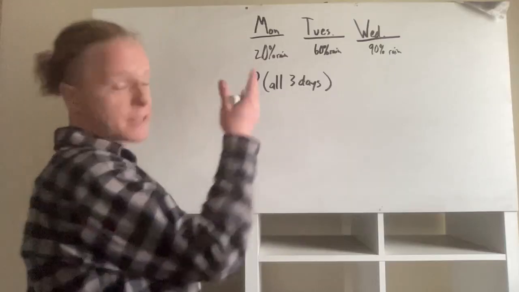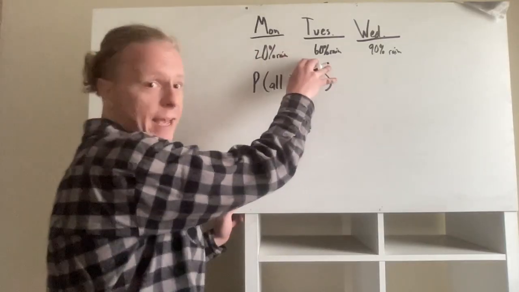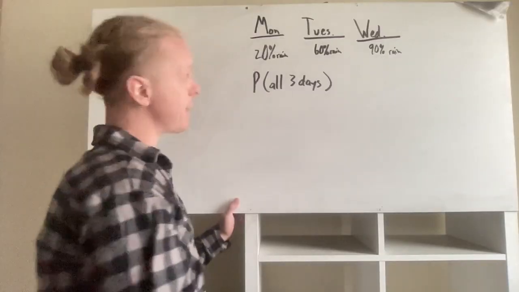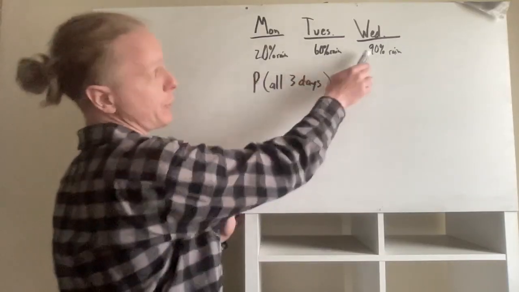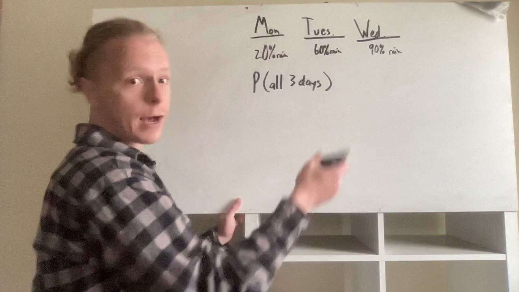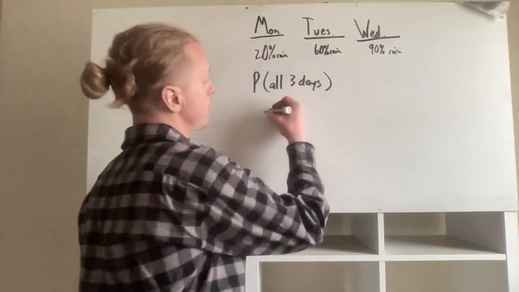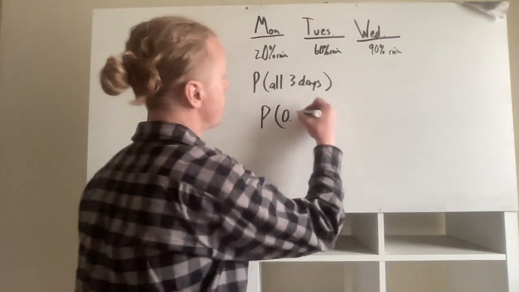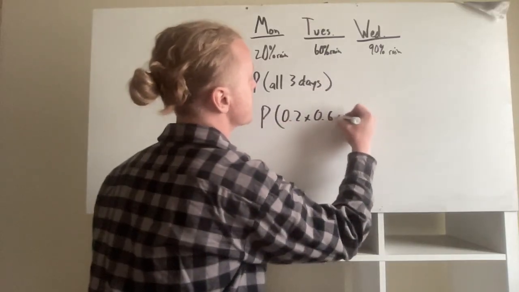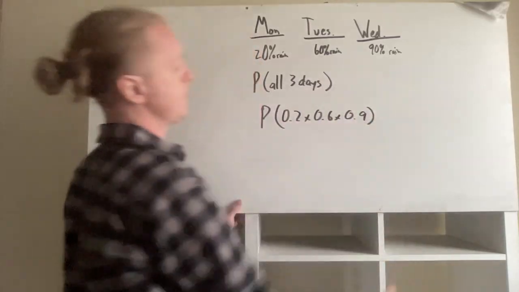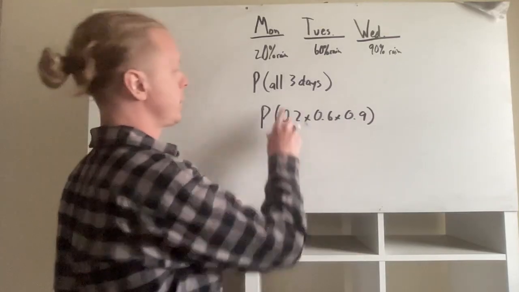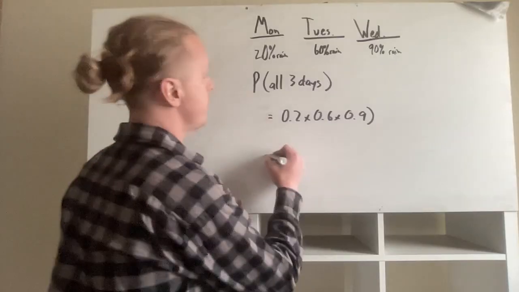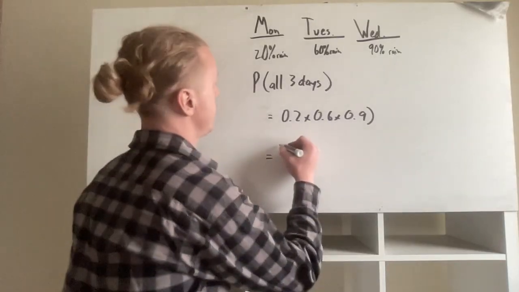Well, this is a situation saying, well, it's going to rain Monday, and then Tuesday, and then Wednesday. So we need to be multiplying our probabilities together, right? We already have our probabilities written as percentages. There's 2 ways we could do this. We could turn them into decimal values, 0.2 times 0.6 times 0.9, or we could turn them into fractions, right?